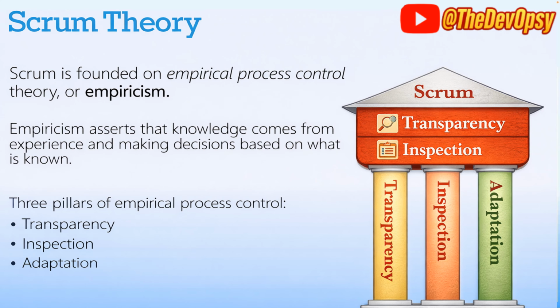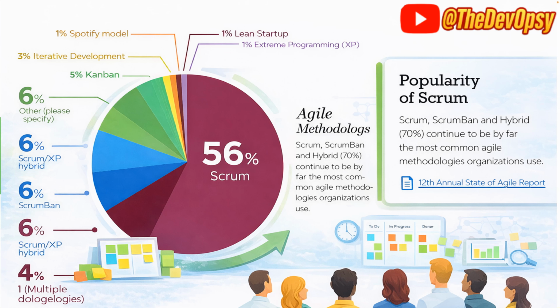We'll talk about what is sprint planning, daily Scrum, sprint review, and sprint retrospective. These are the things which Scrum will focus on, on the basis of inspection and adaptation. Coming back to this slide, this is more about the agile methodology and the popularity of Scrum.